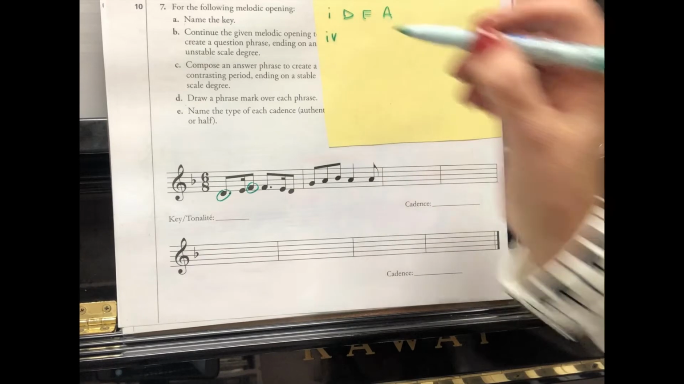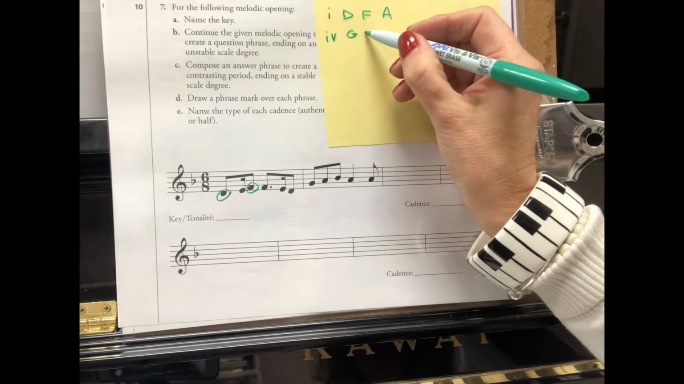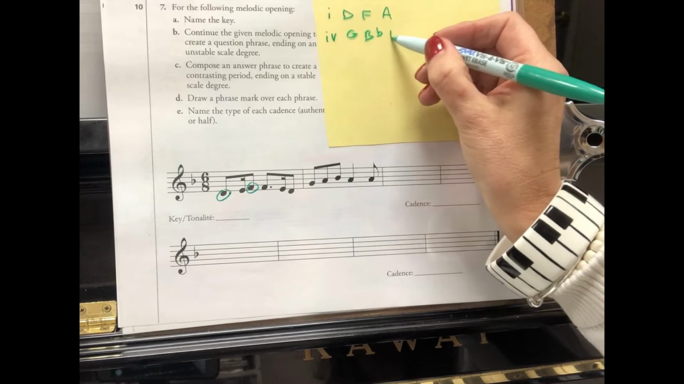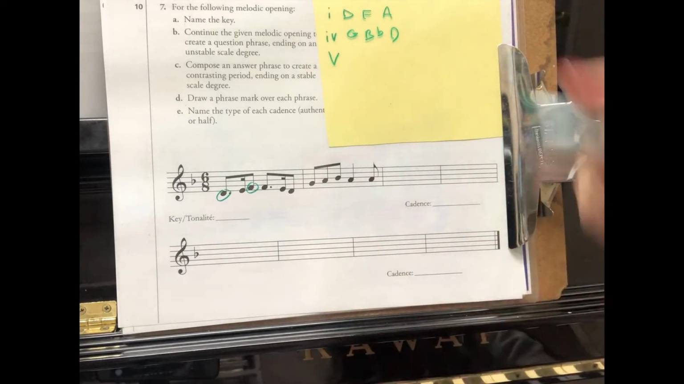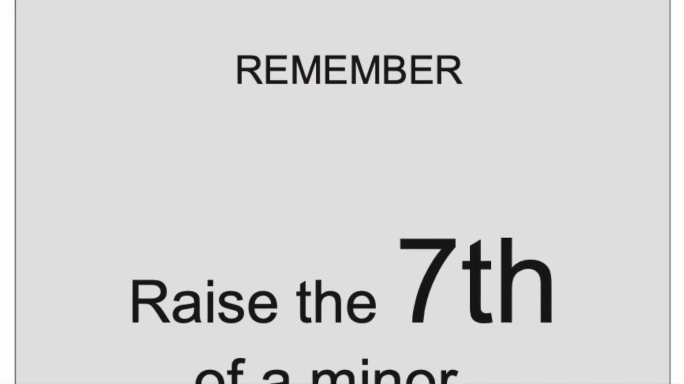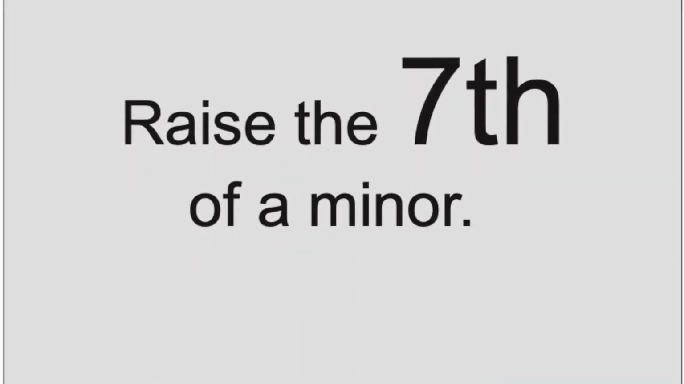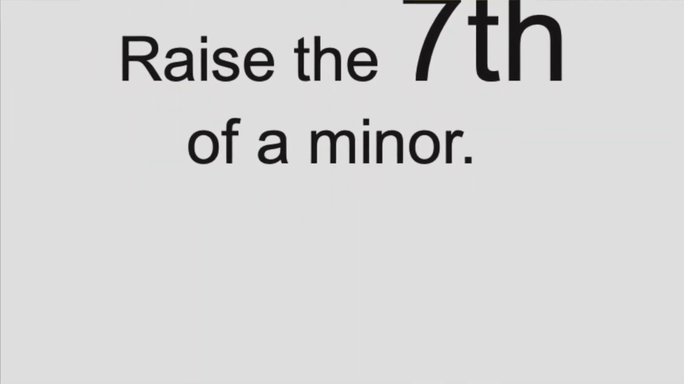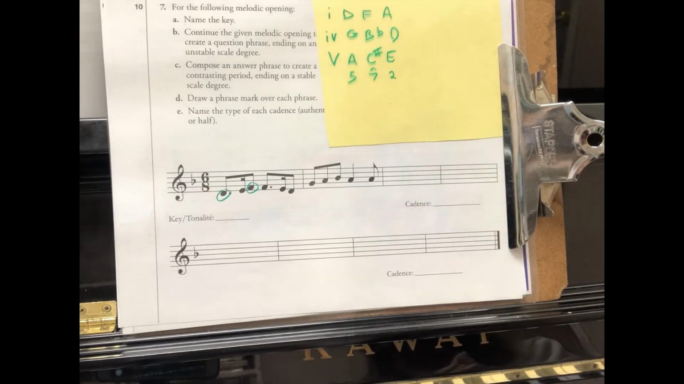What's 4 notes up? D, E, F, G. G, B flat, D. 5 notes up. D, E, F, G, A. A, C, E. Now, remember, this is the 5, the 7, and the 2. What happens to the 7th of any minor? It needs to be raised, okay?